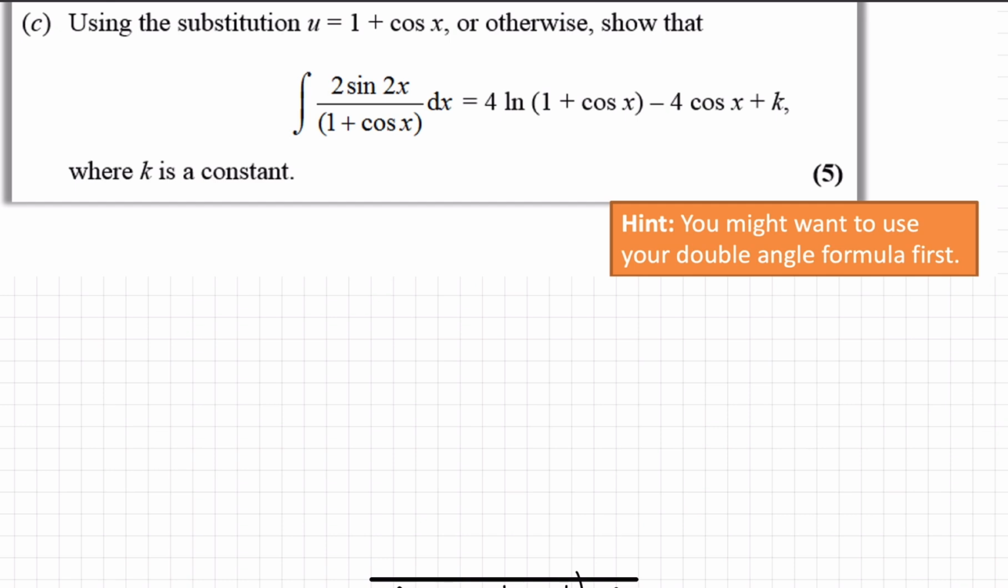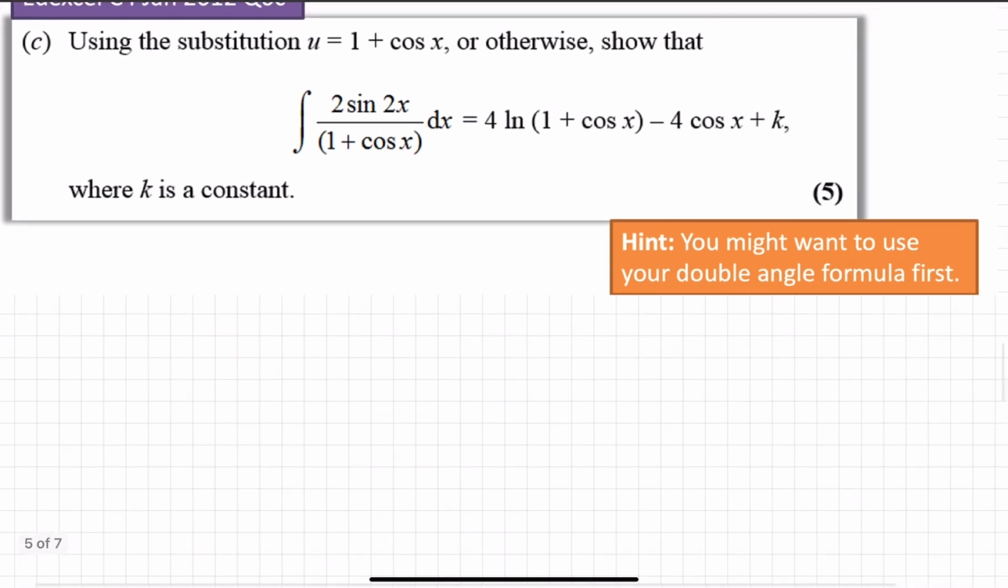Right. u equals 1 plus cos x. Are we given... Oh, no, we are given the substitution. I've just read it. Right. Okay. du over dx equals minus sine of x. So let's divide by that. Minus 1 over sine x du equals dx. Great. And we've also got u minus 1 equals cos x in the question there.